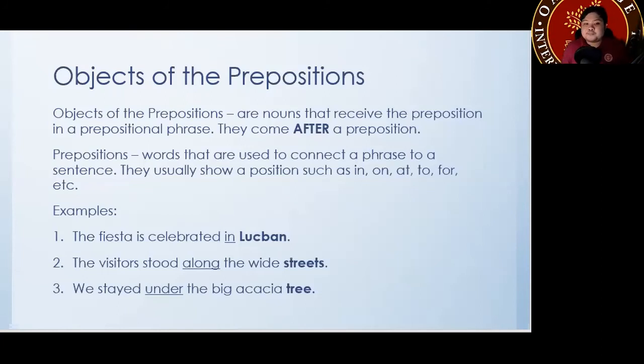So example number 1, the fiesta is celebrated in Lukban. You have a preposition there, in. In what? In Lukban. Lukban is the object of the preposition. 2, the visitors stood along the wide streets. Along is your preposition. Along what? Streets. That is your object of the preposition. 3, we stayed under the big acacia tree. Under is your preposition. Under what? The tree. These are how you find your object of the prepositions. A use of nouns as objects of the prepositions.